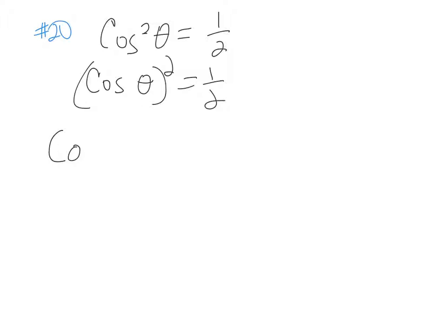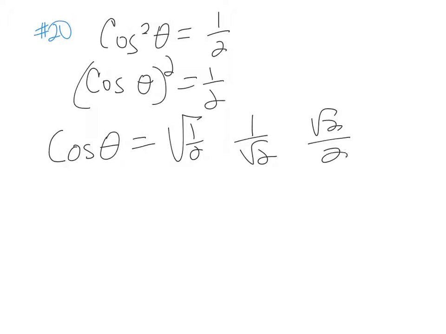What am I doing here? Cosine theta equals the square root of 1/2, which is the same as 1 over the square root of 2, which rationalized becomes root 2 over 2. And then we ask ourselves, actually I got to do a plus and a minus, right, because I took a square root. So let's ask ourselves, where's the cosine equal to positive root 2 over 2?